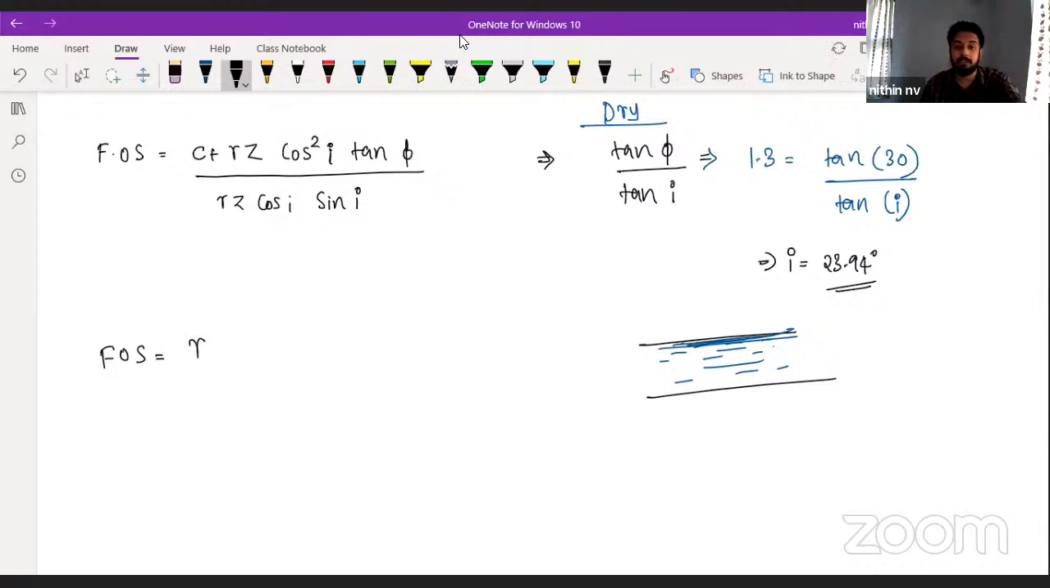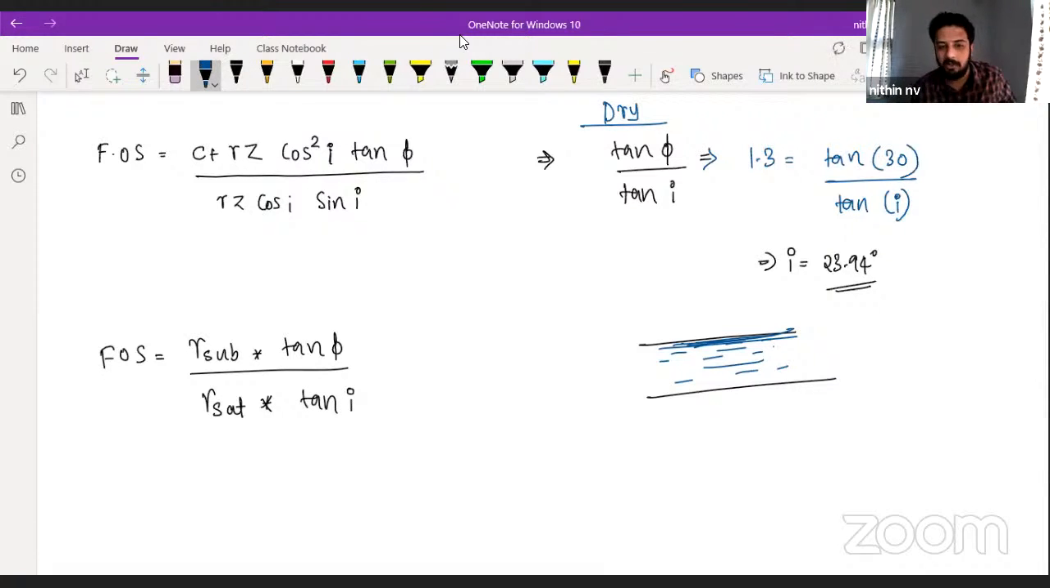If seepage is happening at and parallel to the surface, what will be the equation? In the numerator we have shear strength, and for shear strength we have to take the submerged value. Very important, don't interchange. In the denominator we have gamma saturated. The numerator is shear strength by shear stress, with tan I. So if seepage happens, this is our equation. You can just remember it. If seepage is at or near the slope, it means it's at the top, complete portion. If the water table is somewhere in between, that's the third question that we'll discuss there.